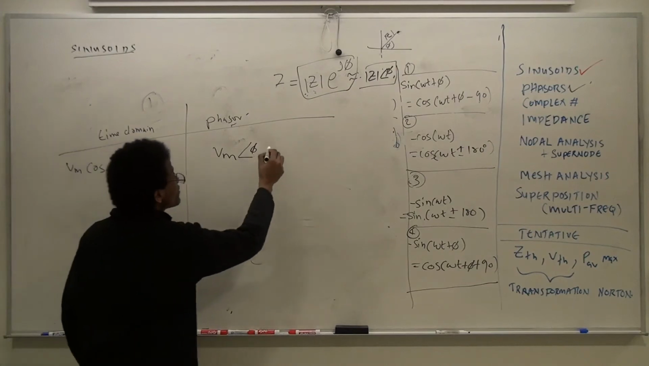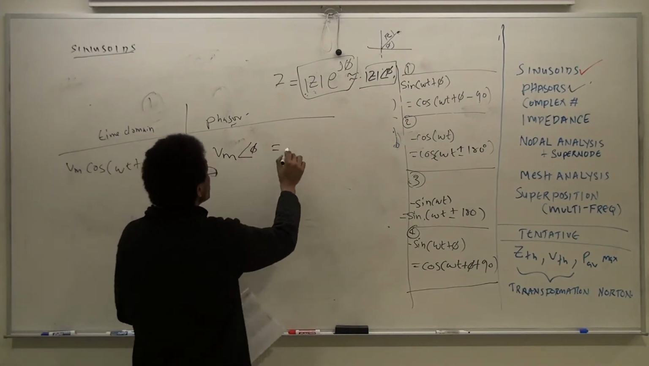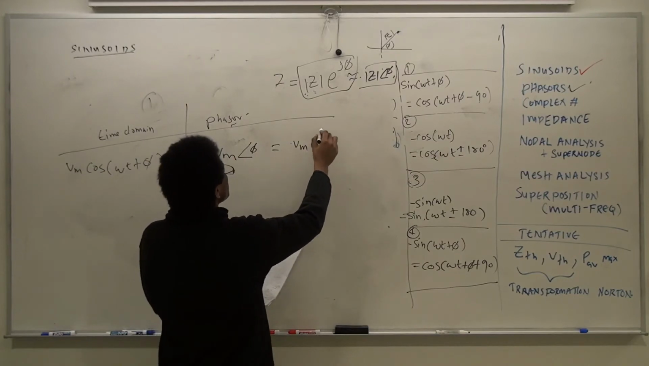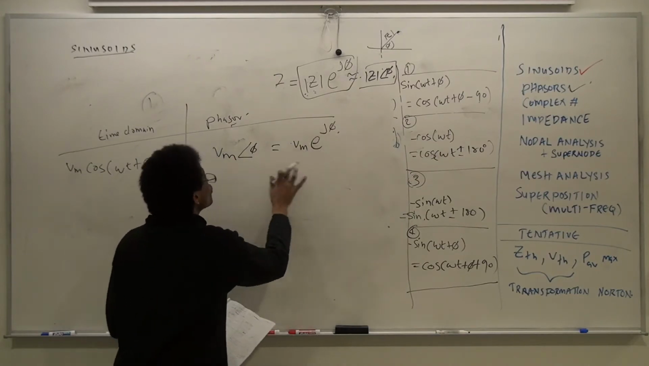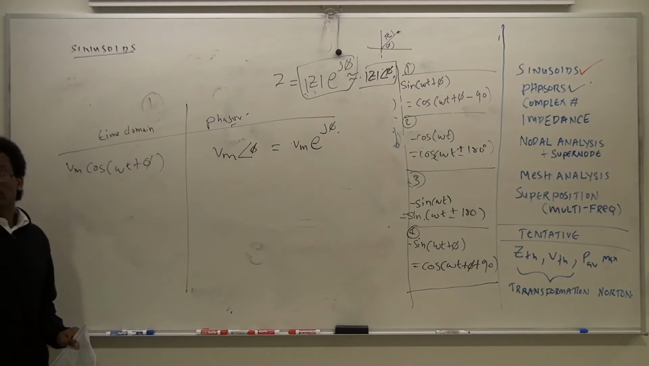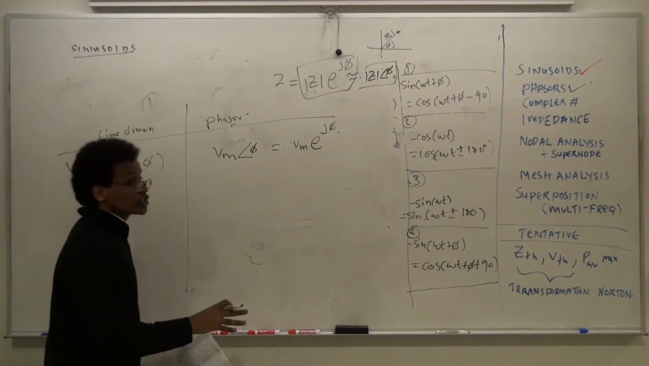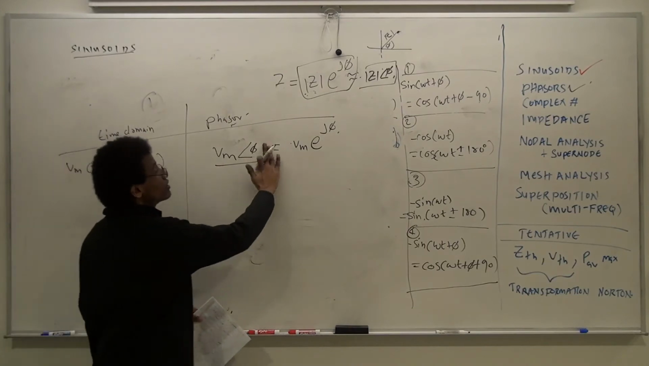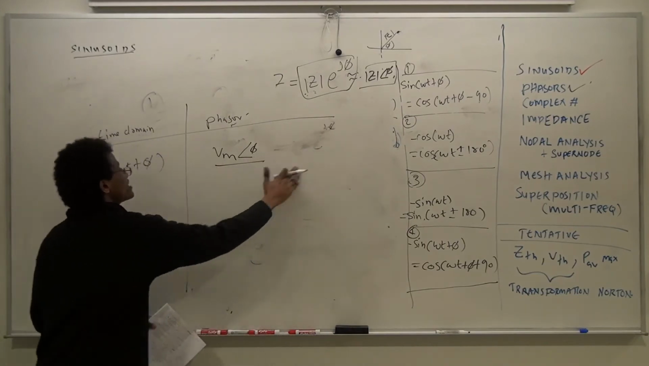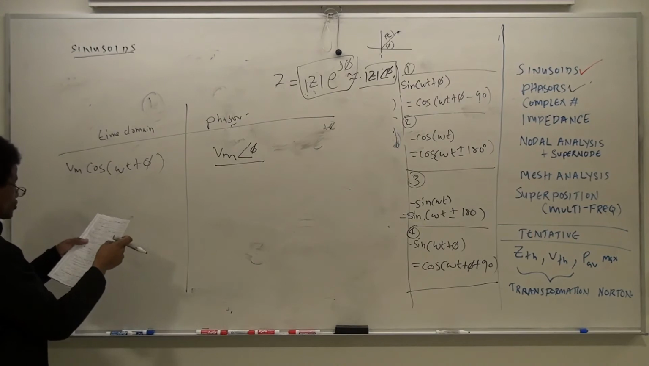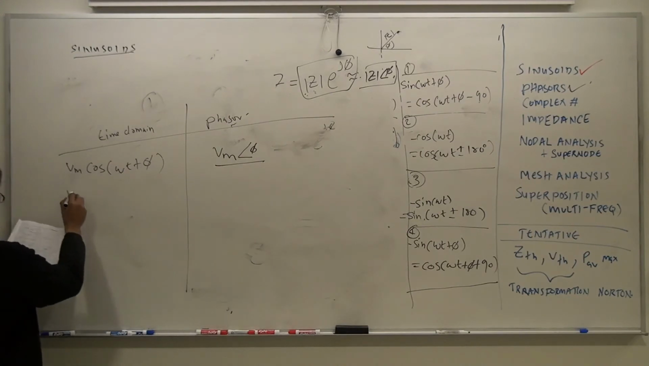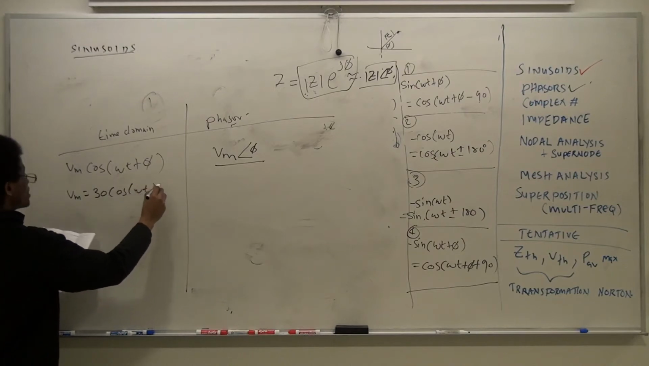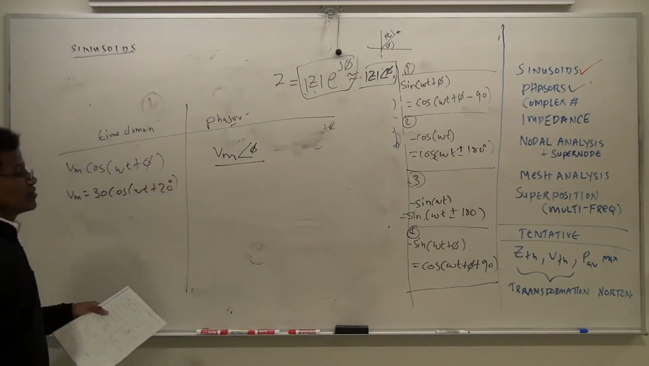You have the right to write this as Vm e to the power j phi, because these two notations are equivalent. But usually by convention, and in your textbook, we always use this one. So this should be easy. Let's do another example to drill this concept in. Let's try v equals 30 cos of omega t plus 20 degrees. Can you give me the phasor representation?